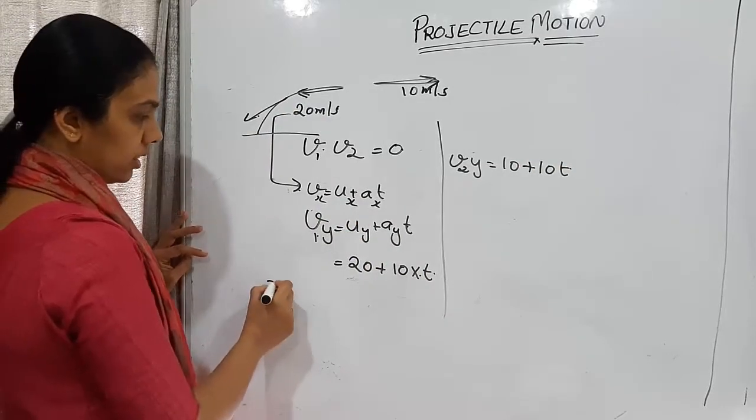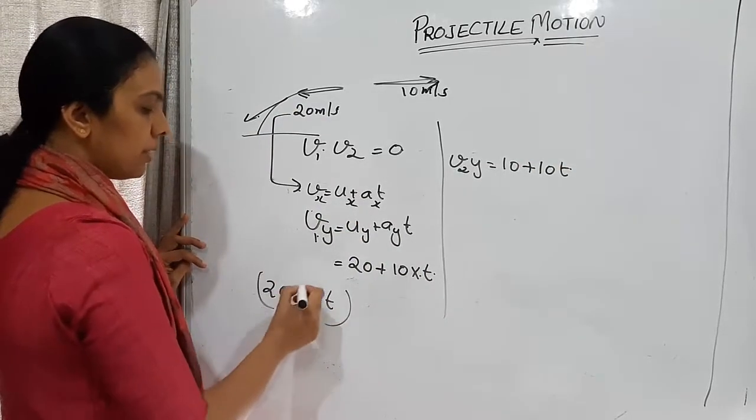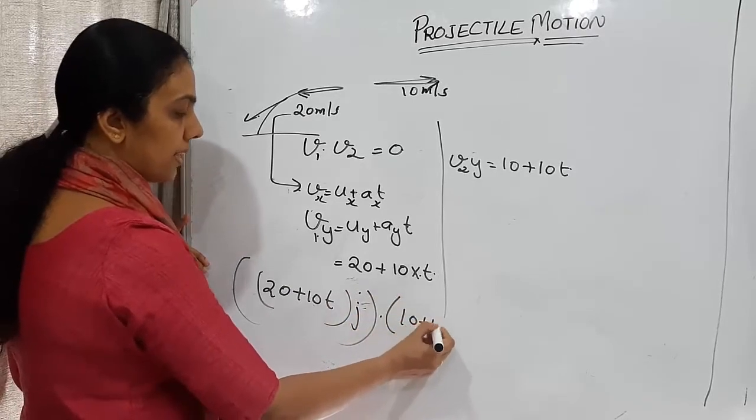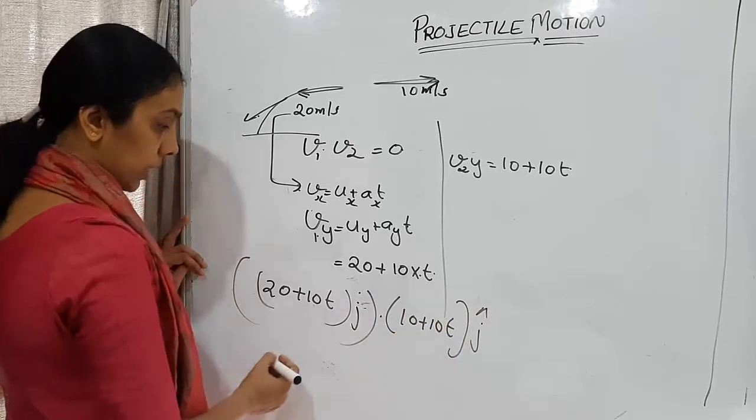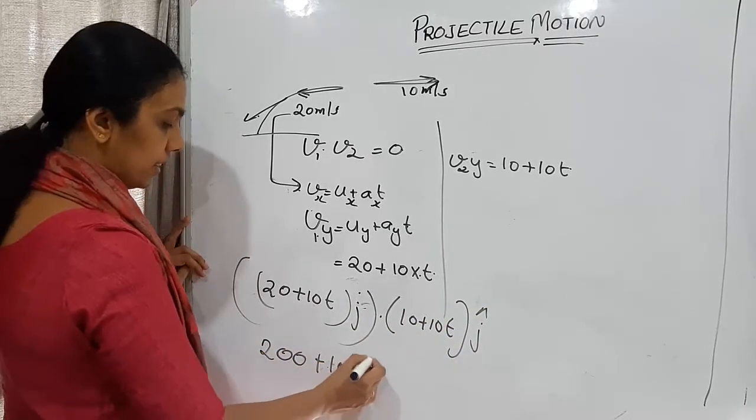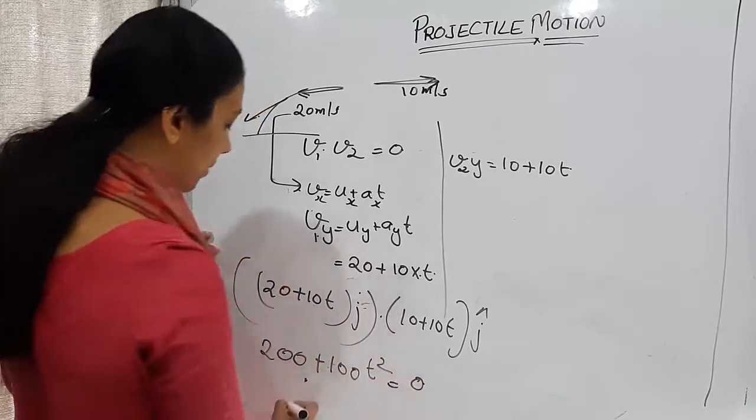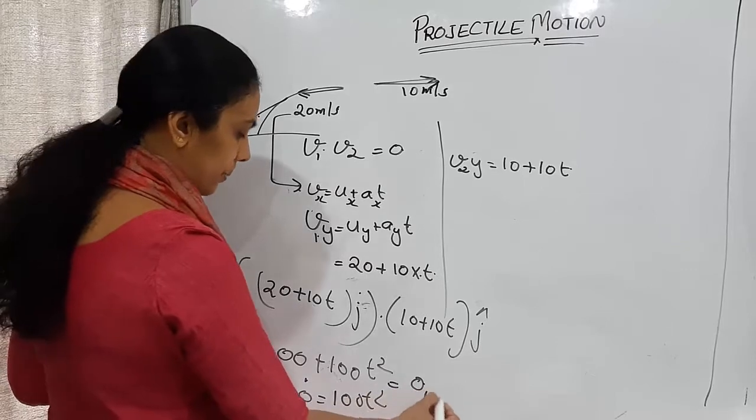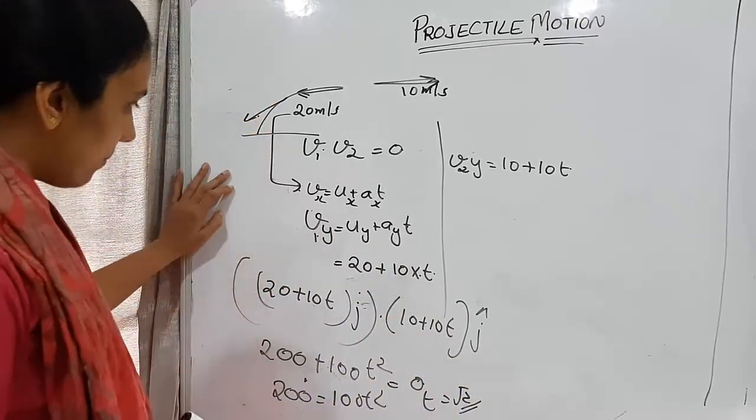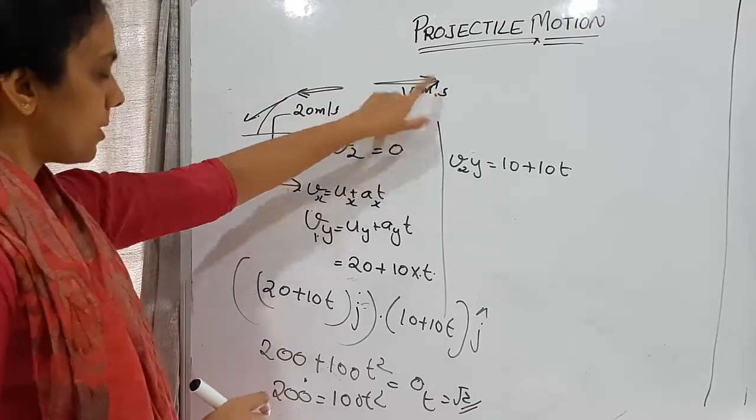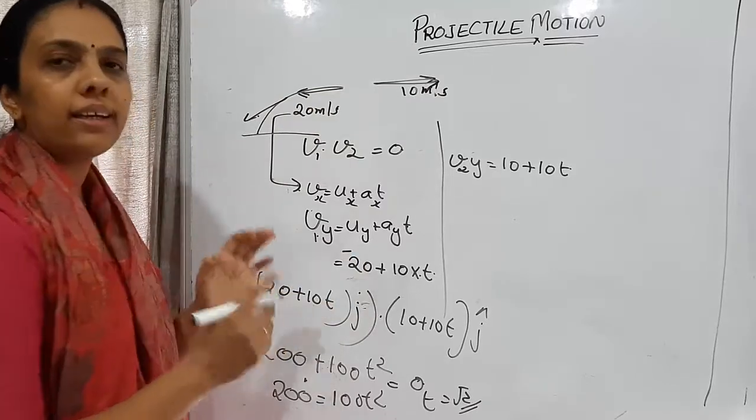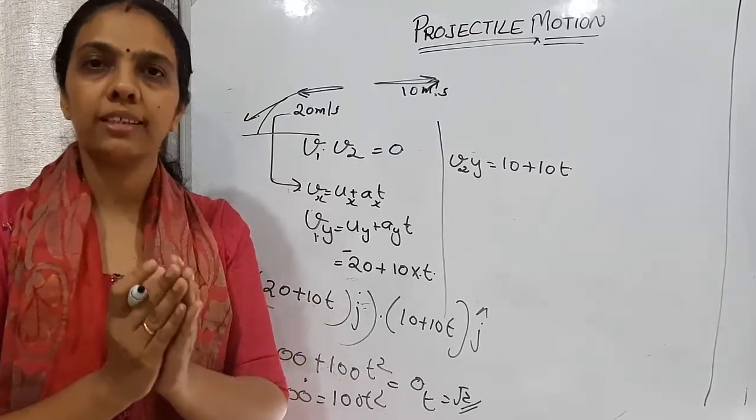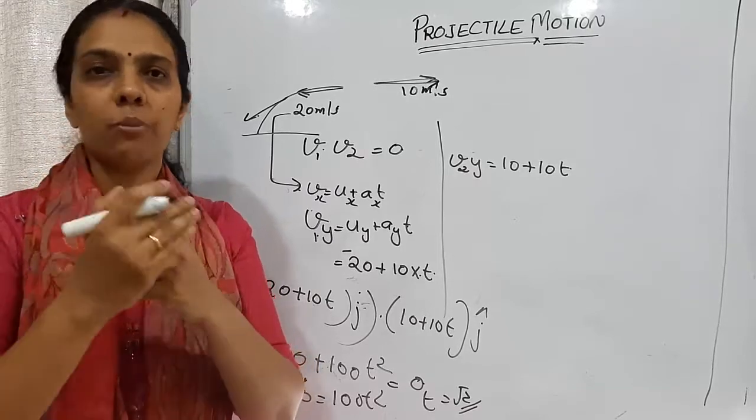Now we can take the dot product: 20 plus 10t j cap dot 10 plus 10t j cap. J dot j is 1, therefore 200 plus 100 t square, which is equal to 0. Therefore we get 200 equals 100 t square, thus t will be root 2. Here we didn't consider the negative sign, because positive means this one we need to consider as negative. Clear? So at which point are both vectors perpendicular? If a question comes like that, the better option is to go for the dot product.